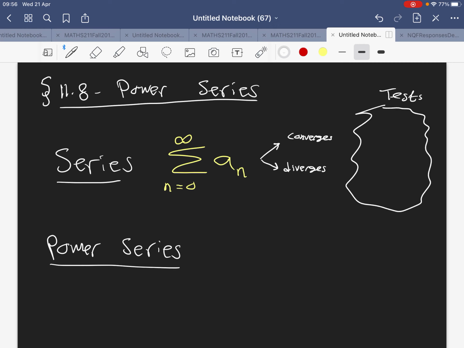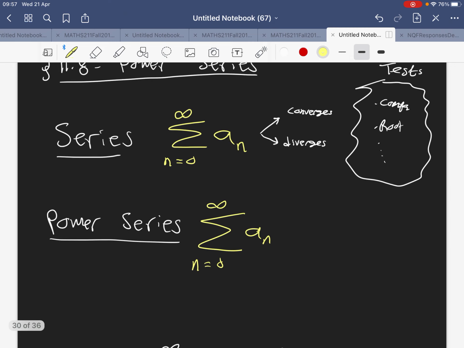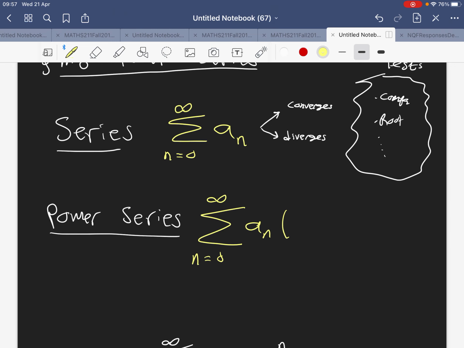If you remember, we have the comparison test, the root test, the ratio test, and so on. By using one of those tests, we definitely can see whether this series converges or diverges. Now, what I will add as an extra here is the following. Again, I will have a series, but now I will add to it something, for example, x to the n.